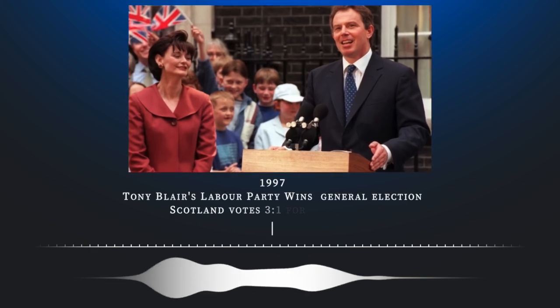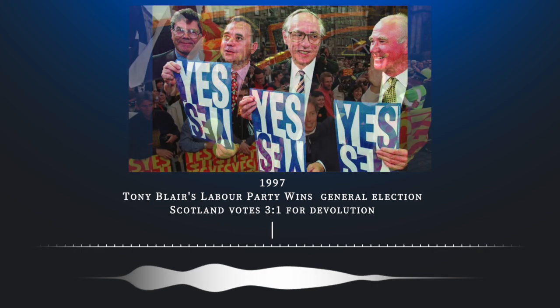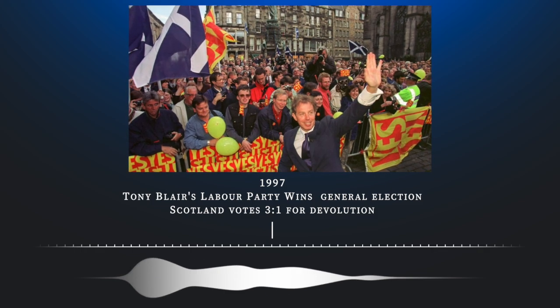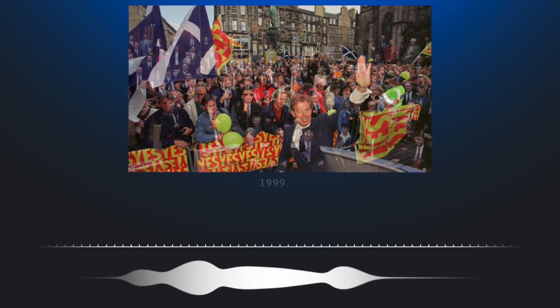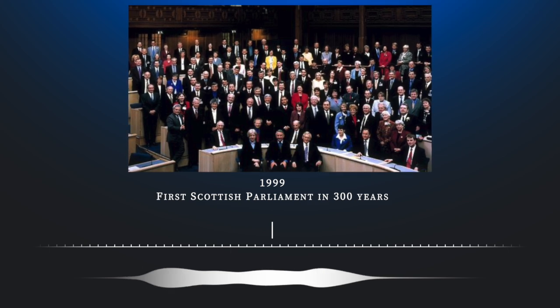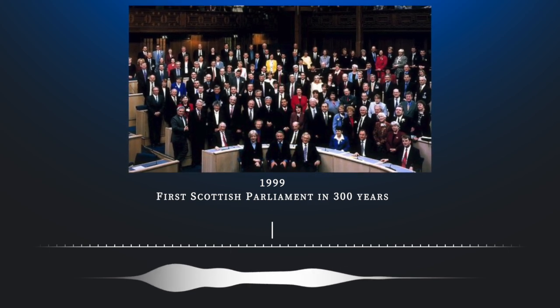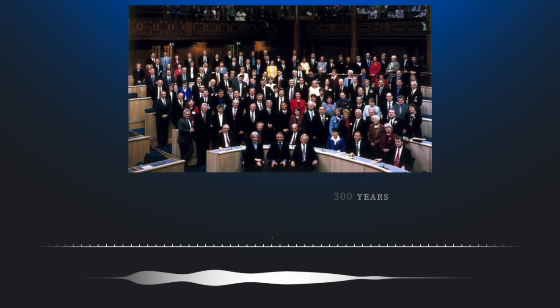1997. Labour wins a landslide general election, promising a devolution referendum. Scotland votes 3-1 in favour of a Scottish Parliament. 1999. The first Scottish Parliament in 300 years is convened. Labour has the largest number of MSPs and forms a coalition government with the Lib Dems.